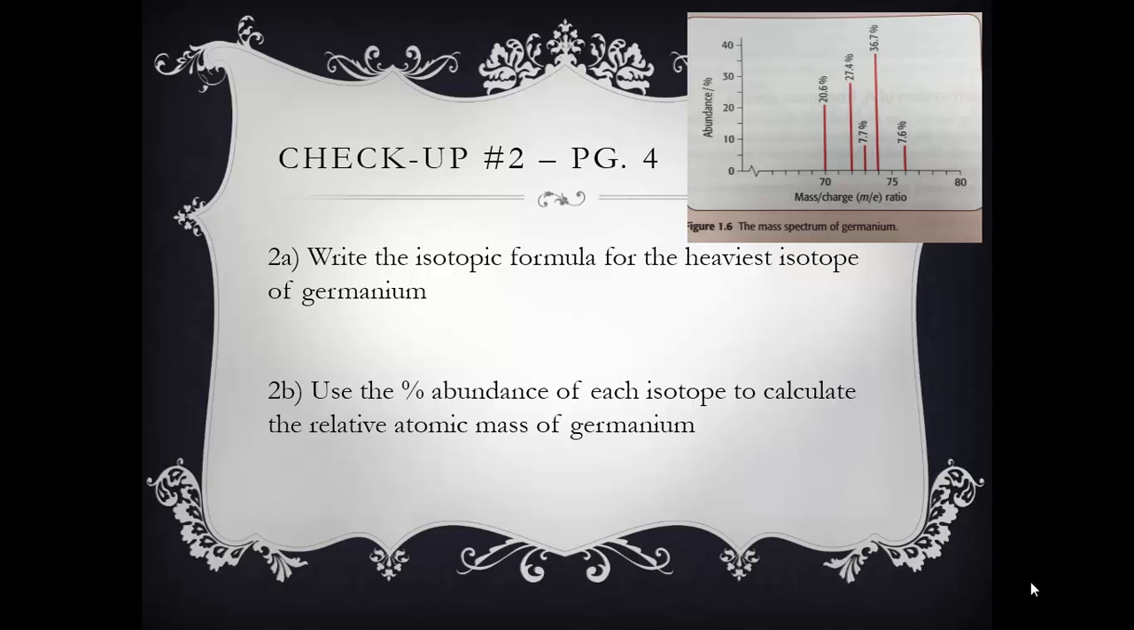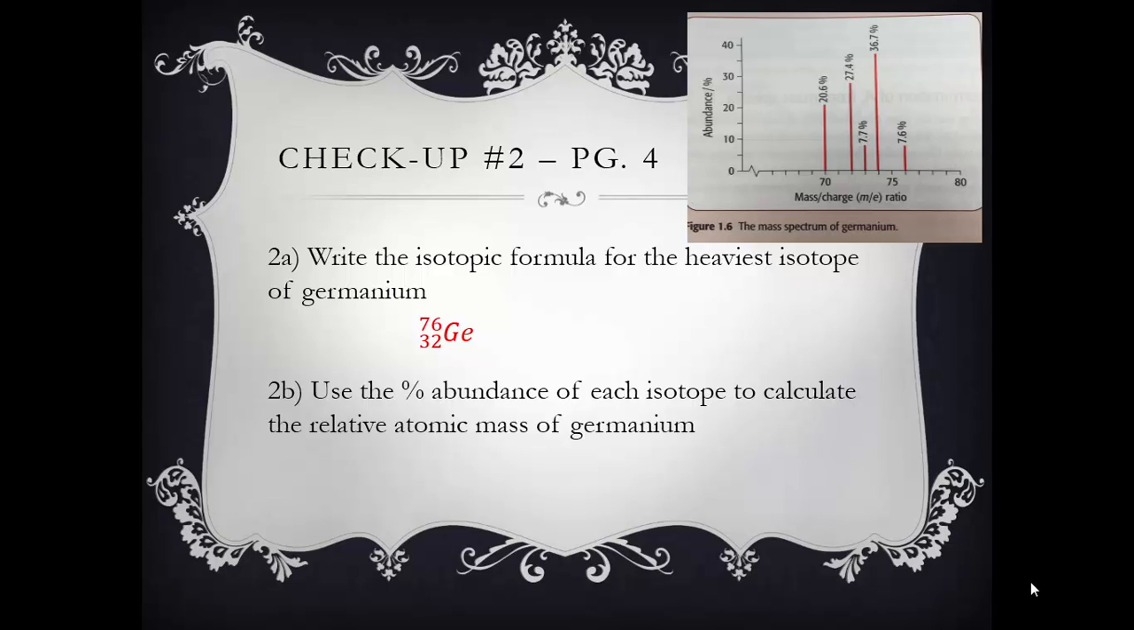Here's some practice problems. You got two of them. One is just to write the isotopic formula for the heaviest isotope of germanium. So looking at the picture on the top right hand corner, you want the heaviest one, which would be the far right one, and that is going to be 76. Make sure you know that germanium has 32 protons, so it goes on the bottom.